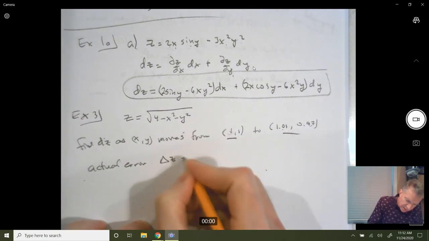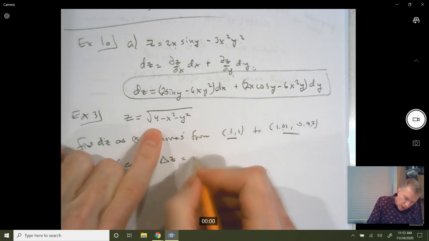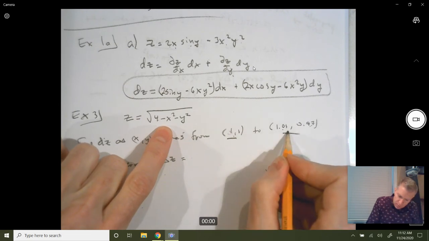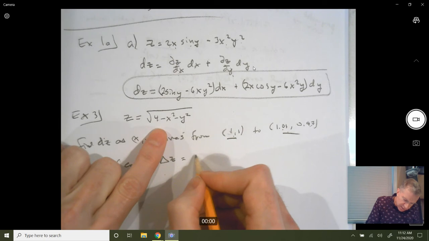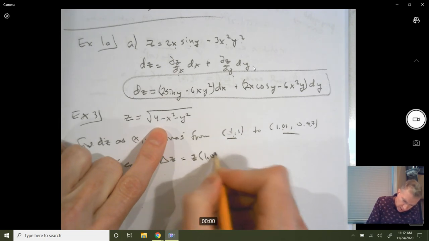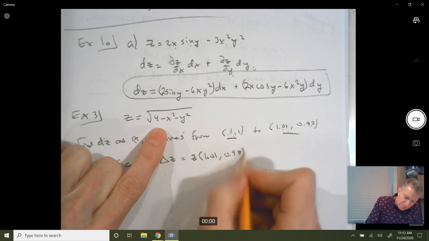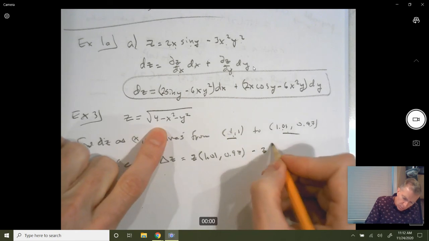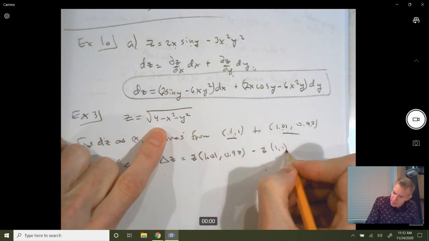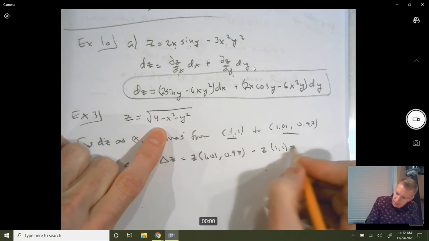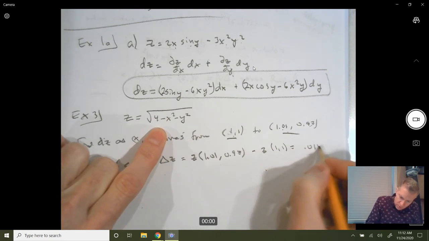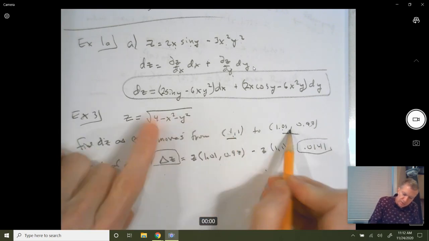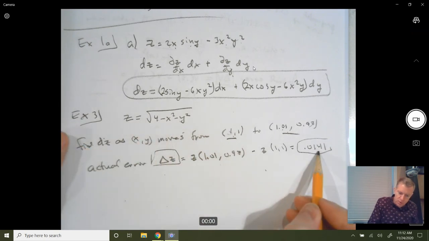We're simply going to find the value of z calculated at one of these points and subtract from the other one. So we would find your function z calculated at 1.01 comma 0.97 minus your z, or your f of xy, calculated at 1 comma 1. And then you could plug those in and you get an error of 0.0141. That's your actual error, your actual change if you plug both of these into your function. That's how far off you are when these inputs change.